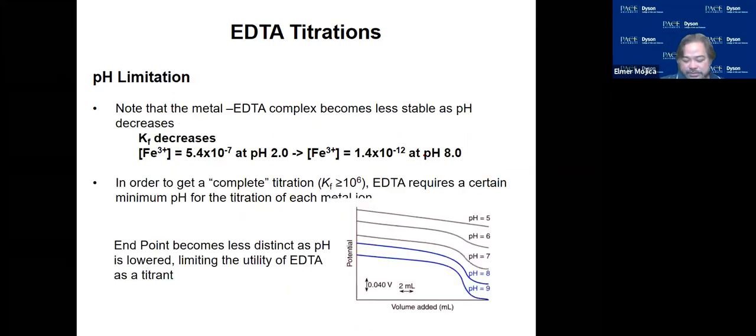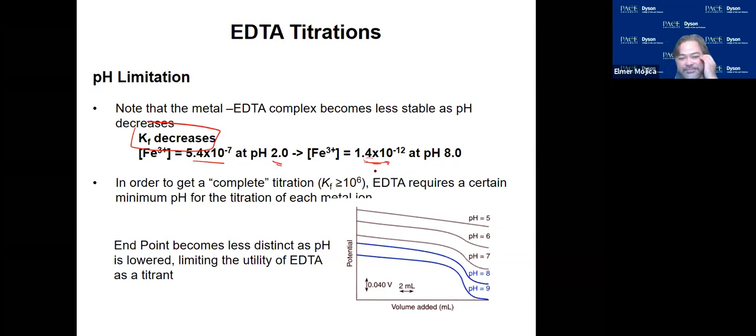So how does pH affect the EDTA titration? As I told you, in our experiment, we use pH 10. Now what happens if we use a lower pH? If you use a lower pH, the Kf value decreases. So for instance, at pH 2, this is the concentration of the Fe3+. At pH 8, this is the concentration.